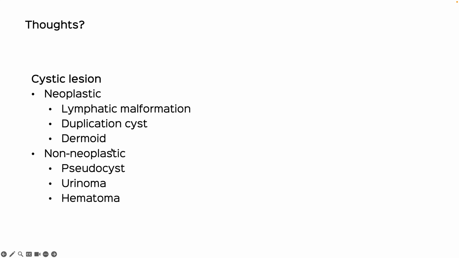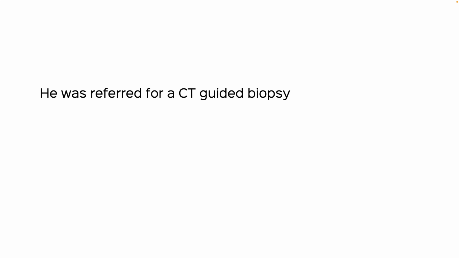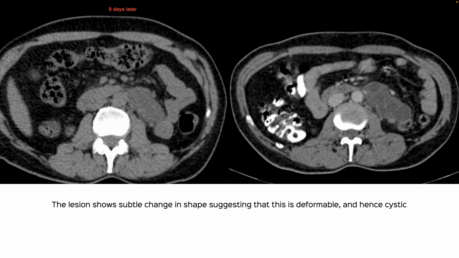But there was no stranding, there was nothing in the kidney, so it pretty much looked like one of these neoplastic cystic lesions. He came today for a biopsy, and that's 9 days later. And the lesion had changed in shape a bit, even when you looked at the sagittal and coronal images, telling us that it's deformable. And deformable means it's basically fluid containing.